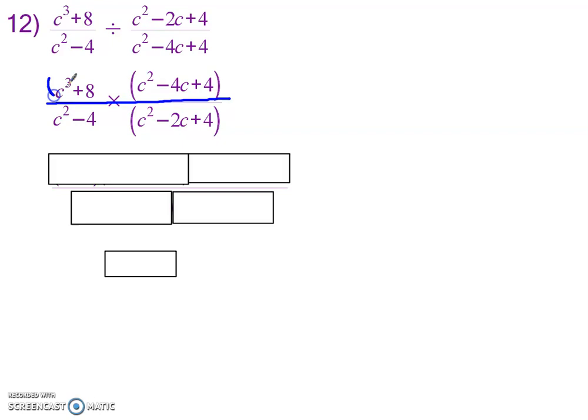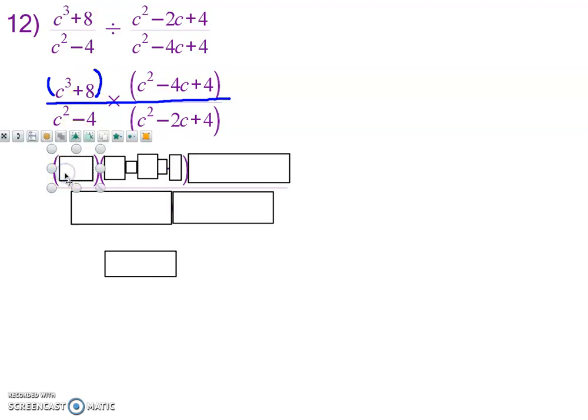If you can't pull anything out, you look to see if you have a sum of cubes. C is cubed, 8 is something cubed, and that's 2. 2 times 2 times 2 is 8. That means we can factor it. So we set up our 2 parentheses. Remember, in the first parentheses we drop off the cubes, and remember that 8 is 2 cubed. So that gives us c plus 2.